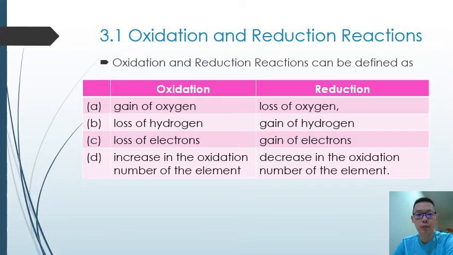We can define oxidation and reduction reactions by using 4 different criteria. The first criteria, gain or loss of oxygen. The second criteria, based on the loss or gain of hydrogen. The third criteria that we can use is based on the loss or gain of electrons. And lastly, the increase or decrease in the oxidation number of an element.